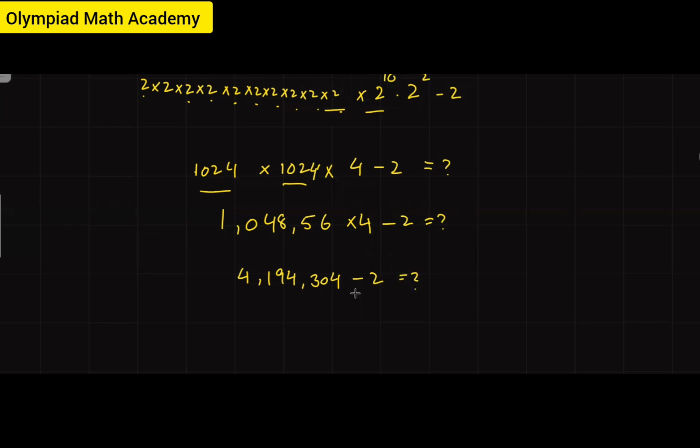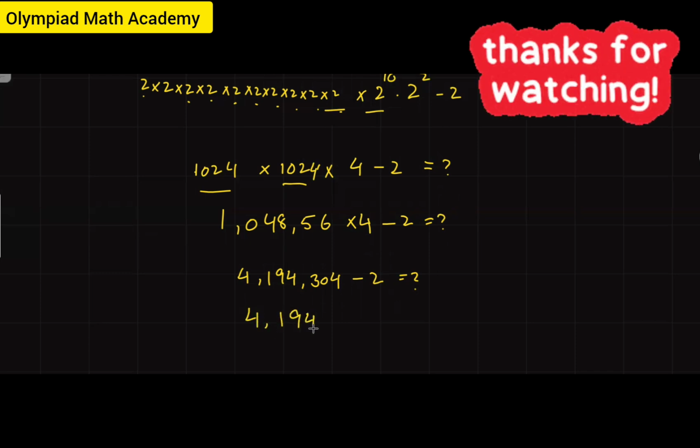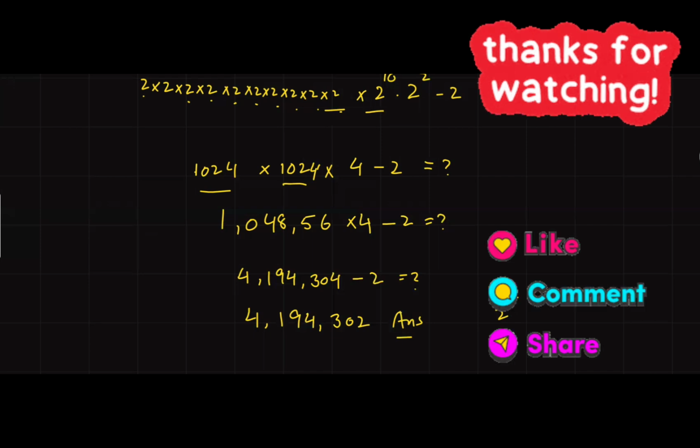If I subtract 2 from here, I will get the answer 4,194,302. So this is the answer to that question. If you remember, I would like to write the question again. The question was 2 power 22 minus 2, and we have broken down the 22 into small parts like 10 and 10 and 2, and then we attempted them one by one, and we got the answer 4,194,302. So that's the final answer.